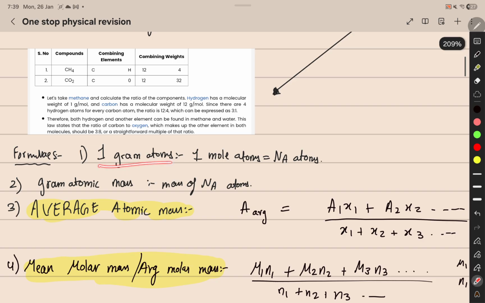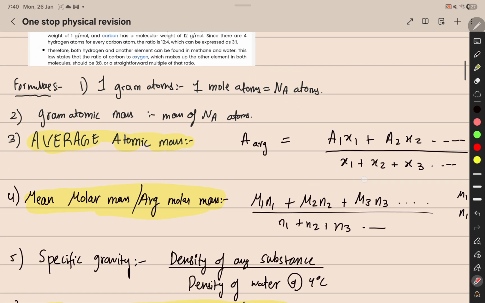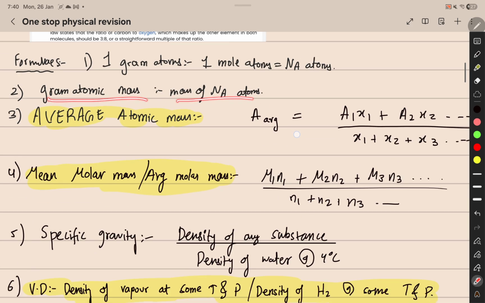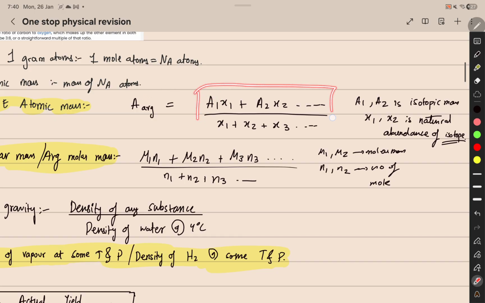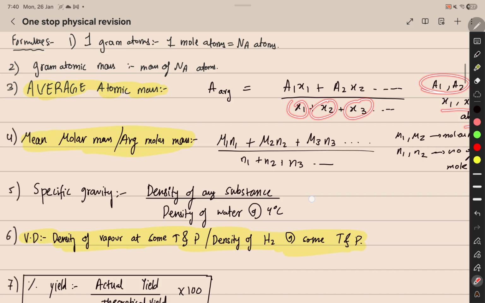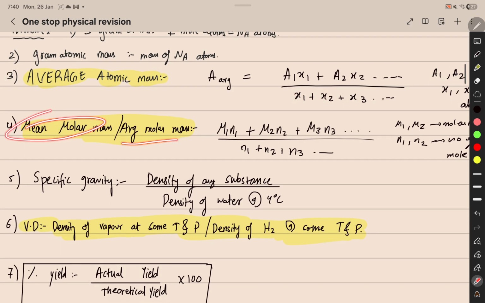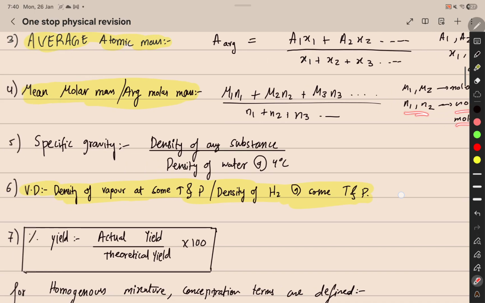Okay. Then 1 gram atom is 1 mole of atoms, which is equal to Avogadro number of atoms. Gram atomic mass is the mass of Avogadro number of atoms. Now, average atomic mass is very important. It is (A1x1 + A2x2) divided by (x1 + x2 + x3), where A1, A2 are isotopic masses and x1, x2 are natural abundances of the isotopes. Mean molar mass or average molar mass is (M1N1 + M2N2 + M3N3) divided by (N1 + N2 + N3), where M1 and M2 are molar masses and N1 and N2 are numbers of moles.